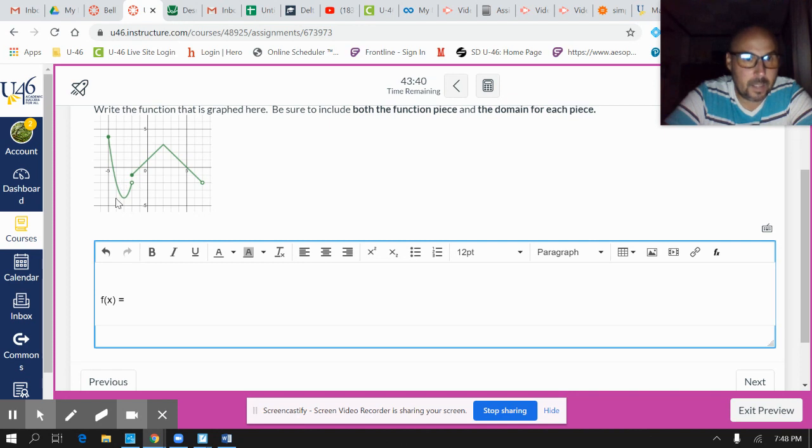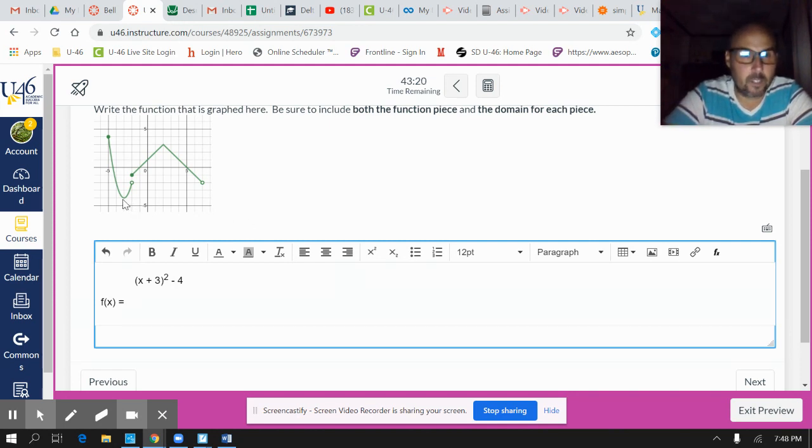This parabola has a vertex of negative 3, negative 4. So it went to the left 3. So that's x plus 3, squared makes it a parabola. Minus 4 brings it down 4. So your vertex is at negative 3, negative 4.